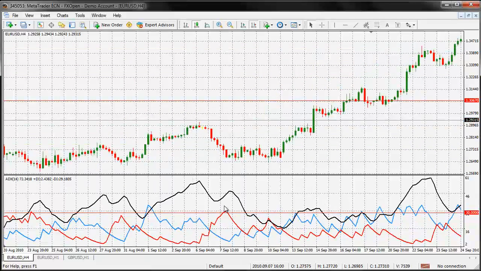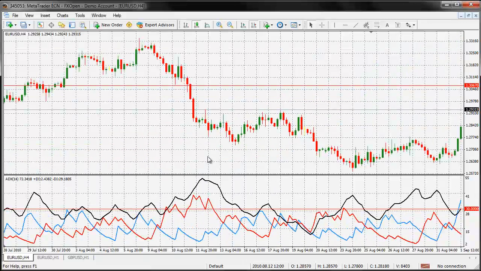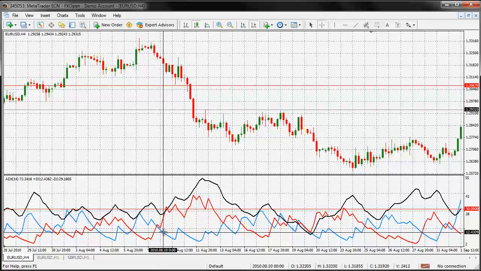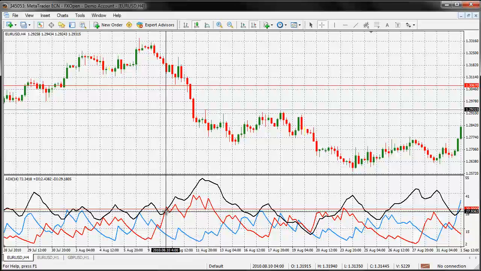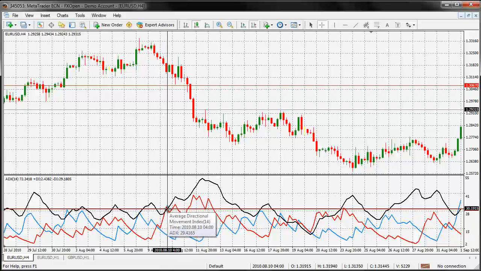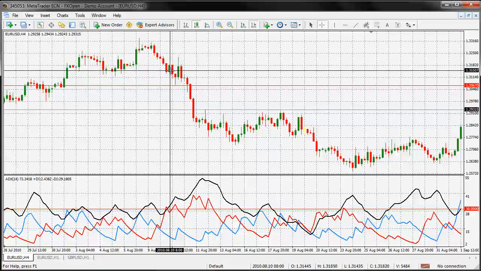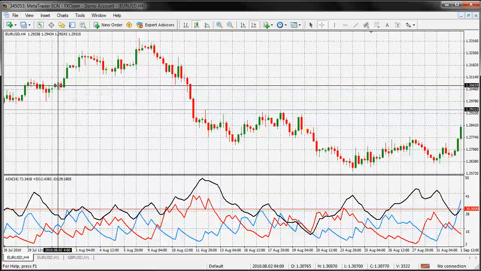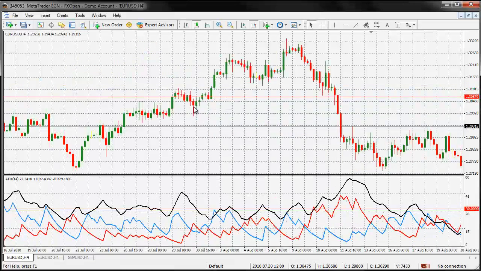Let's see if we can see any sell signals. Oh, here's a nice sell signal. Here is where it starts to cross over the blue, and then what we're waiting for next is for the black line to go over the 30. It does it right there. So where should we put our take profit? Well, we could look at this section right here, we can look at this section right there.